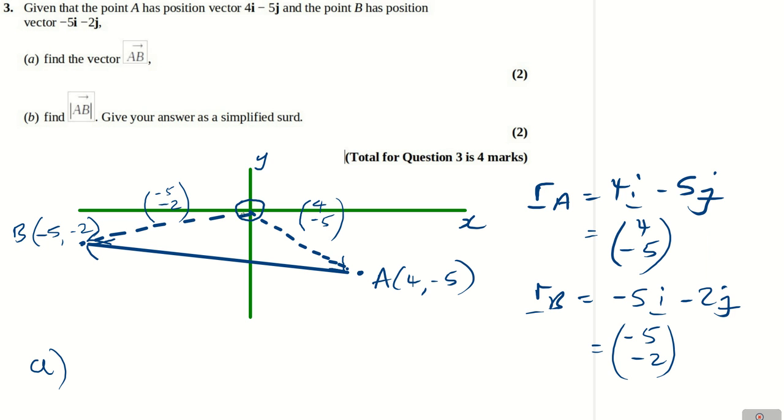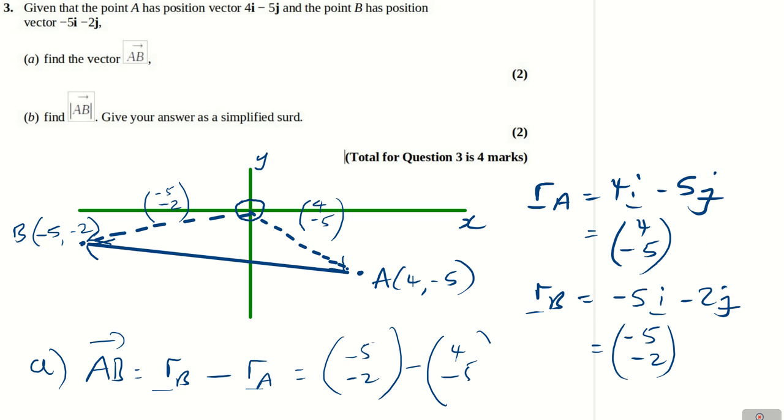Because they start at the origin, these position vectors, remember you can find a vector by doing the position vector of the end point minus the position vector of the start point. Well, the start point is just (0, 0). So, yeah. Now we want the vector AB. Now that's the same as the position vector of B minus the position vector of A. So it's just going to be (-5, -2) minus (4, -5).